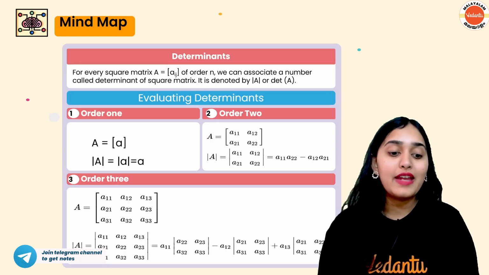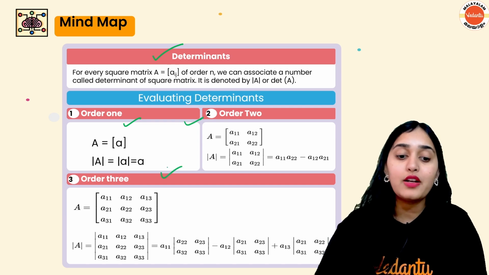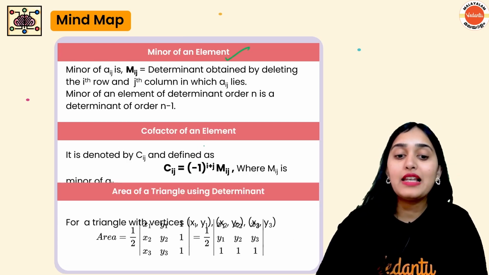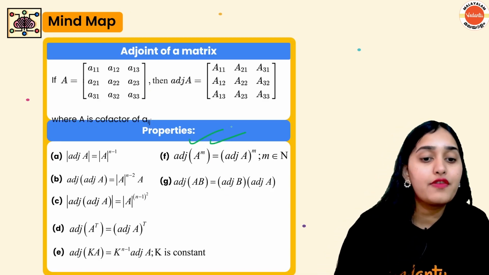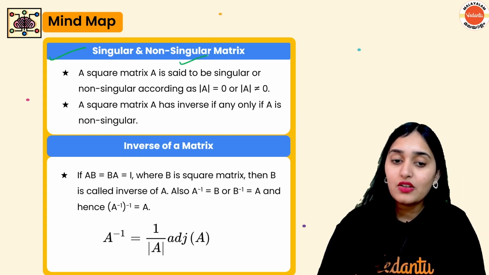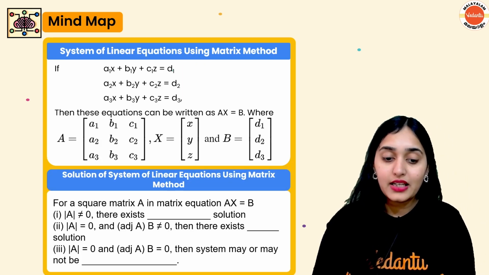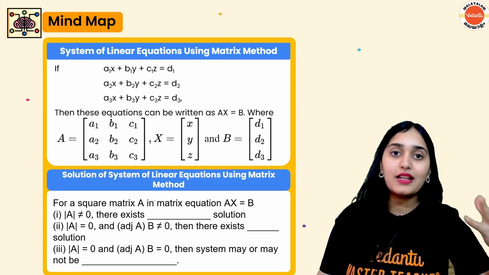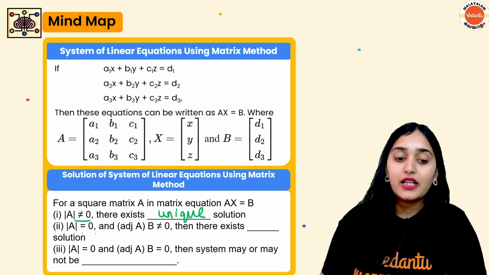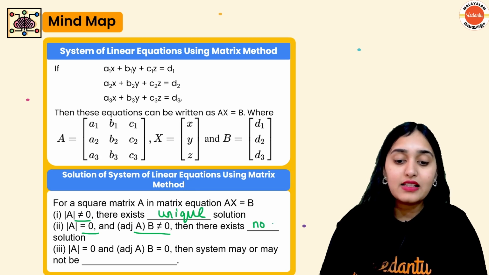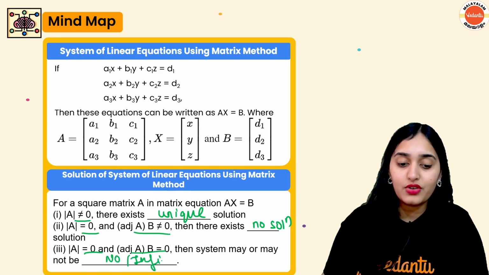Okay, let's summarize what we have learned. I have made the mind map here. What are determinants? How do you find out determinant of order 1, order 2 and order 3 matrix? Then what is minor of element, cofactor of the element, adjoint of matrix and the properties of adjoint of matrix? Then what is singular matrix, non-singular matrix and how we find out inverse of a matrix? Lastly, about system of linear equations, when do we say that the system has what type of solution? So, if determinant is not zero, it has unique solution. If determinant is zero, but this is not zero, it has no solution. If determinant is zero and this is also zero, it has no or infinite solutions.